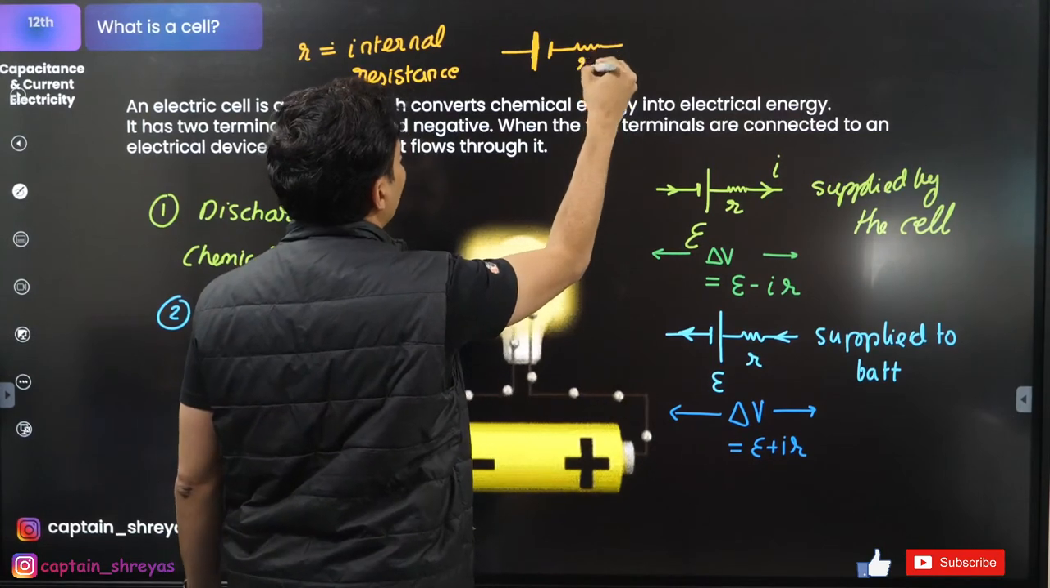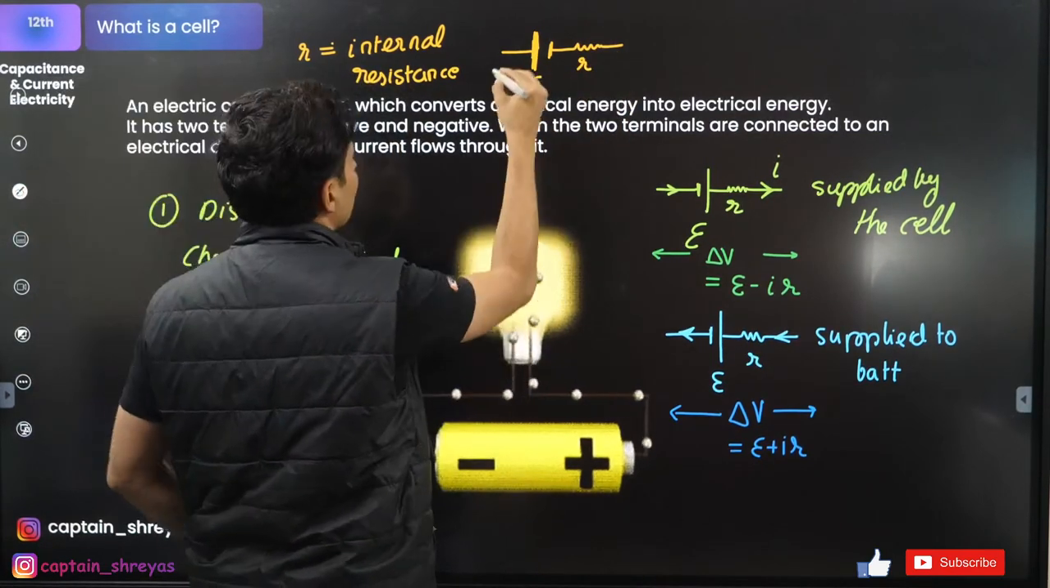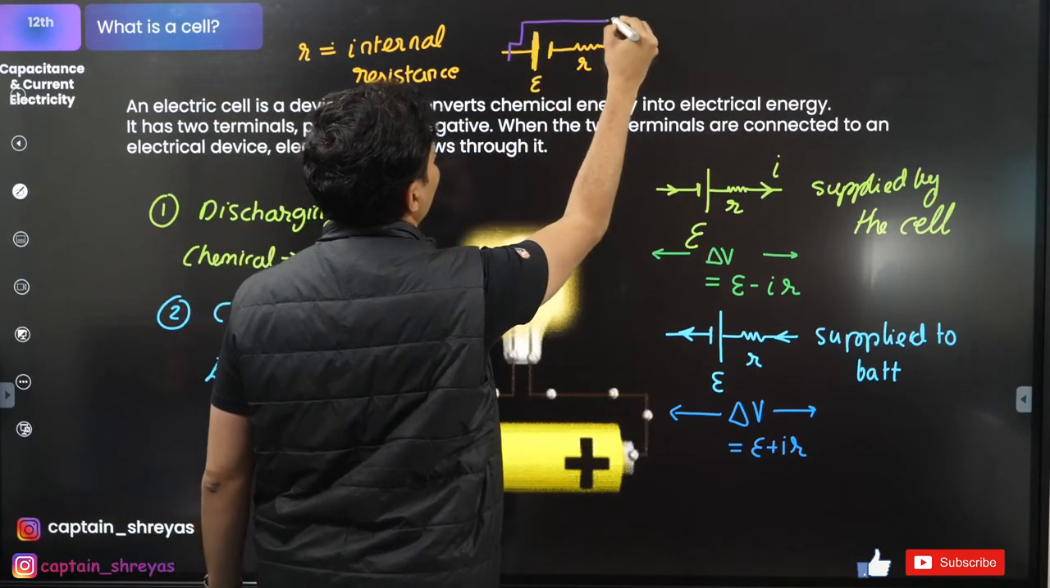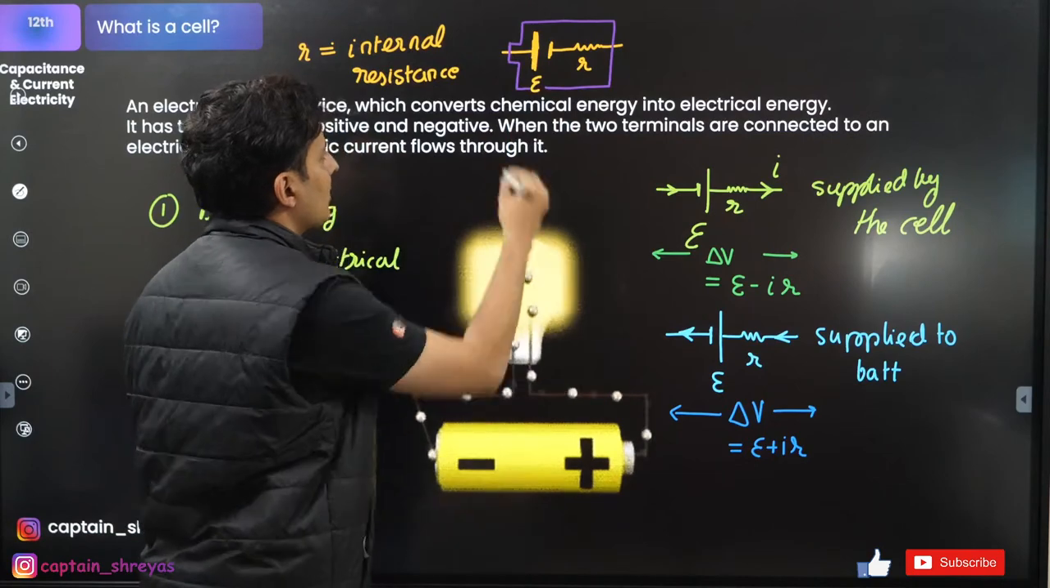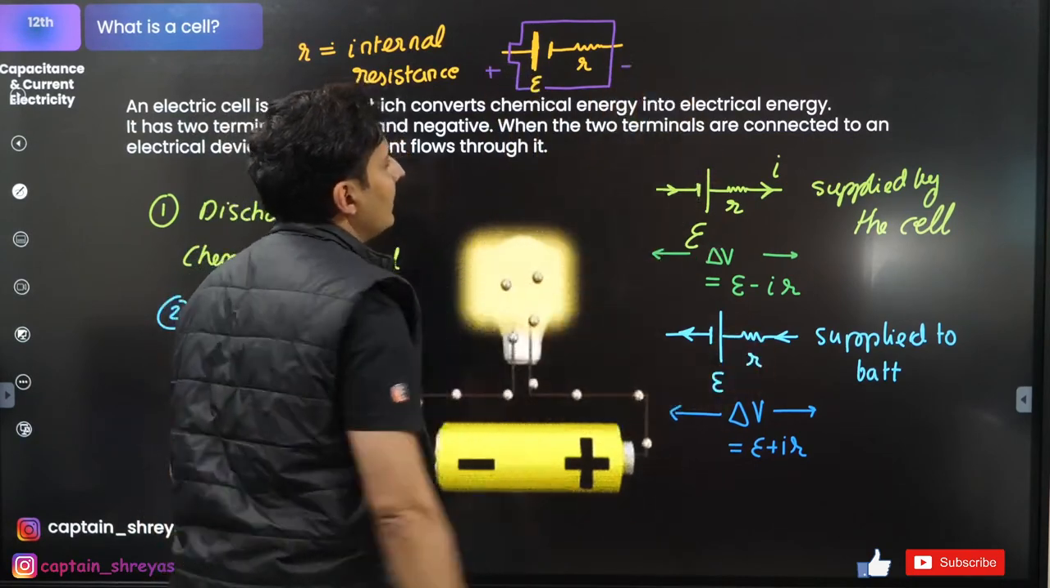So that is a part of the cell. The cell will be probably like this. It's there inside the cell. You cannot get rid of it. This is the positive terminal. This is the negative terminal.